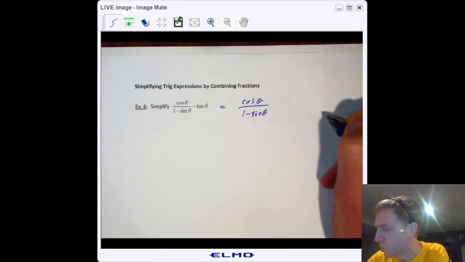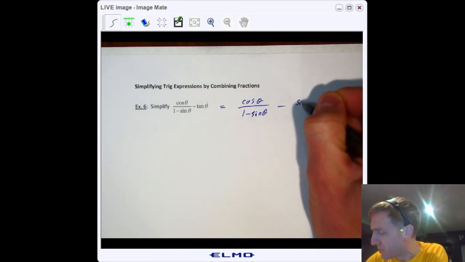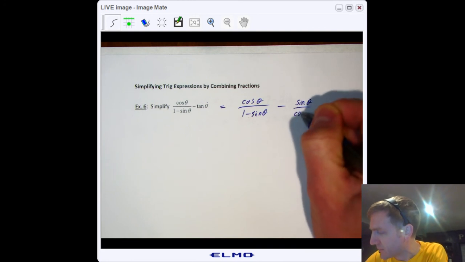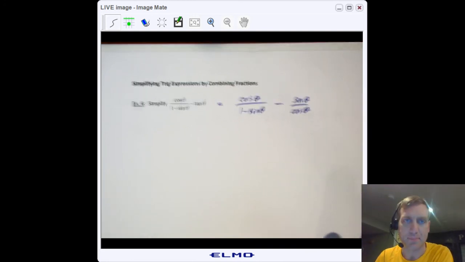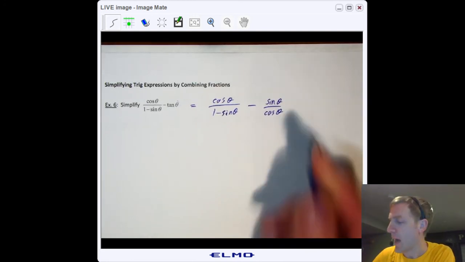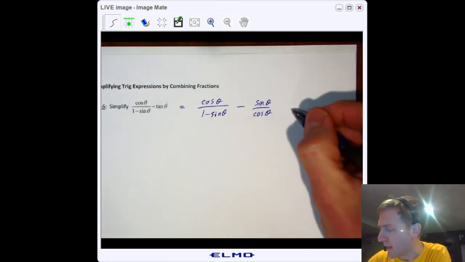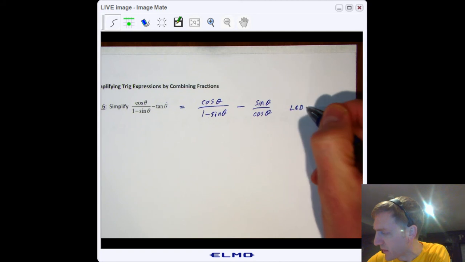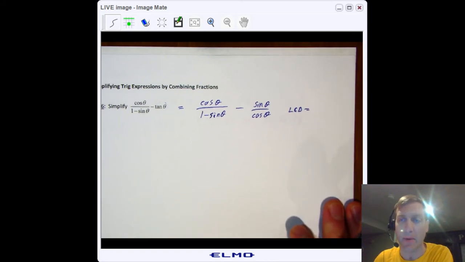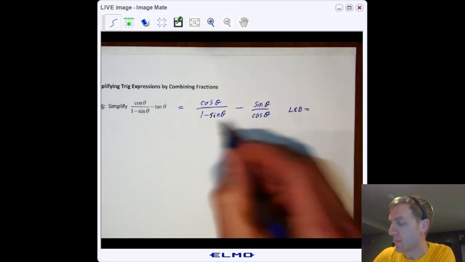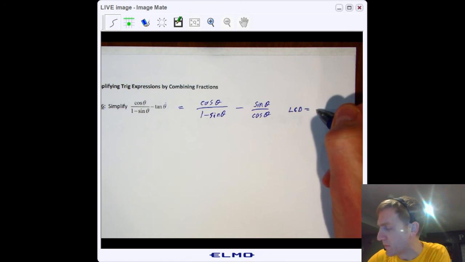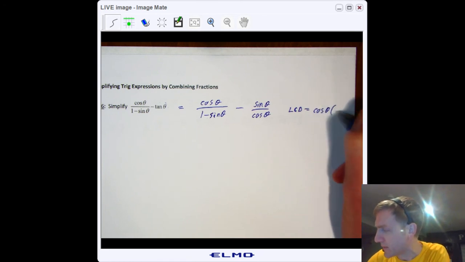Cosine theta over 1 minus sine theta minus, I'm going to rewrite tangent theta as sine theta over cosine theta. Okay, now I'm subtracting two fractions. Well, as I mentioned before, anytime I'm adding or subtracting fractions, I want to get a common denominator. And the LCD, the least common denominator, is just going to be the product of the two denominators. Cosine theta times 1 minus sine theta.